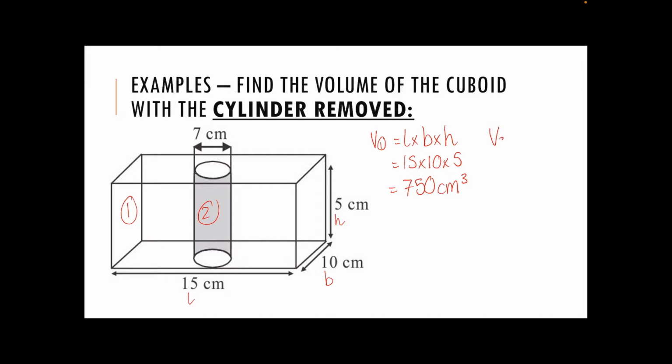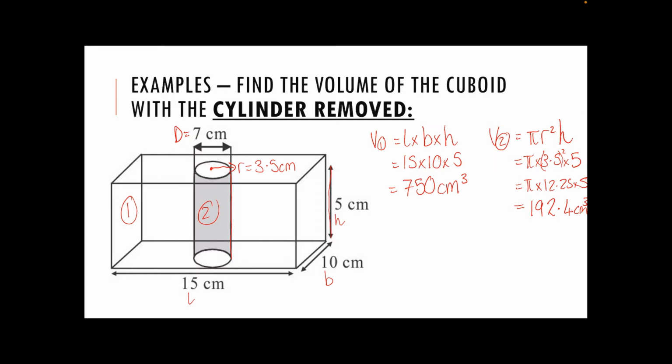My second volume then was my volume of a cylinder, which was pi r squared h. So for this example, we have been given 7 as our diameter of the cylinder. So my radius is going to be half of that. So the radius is just 3.5 centimetres. That means then we're doing pi times by 3.5 squared times by the same height. So that cylinder fits perfectly inside our cuboid. So it's still times by 5 for the height. And our answer then should be 192.4 centimetres cubed.